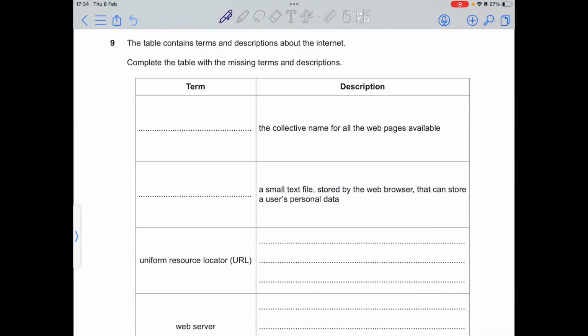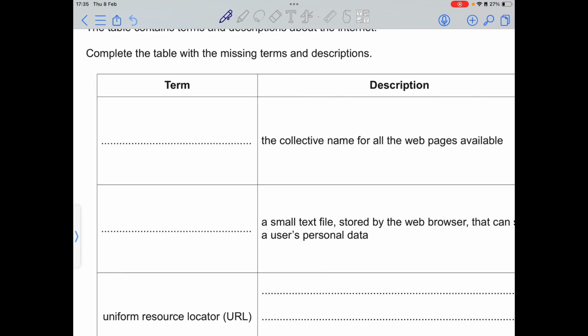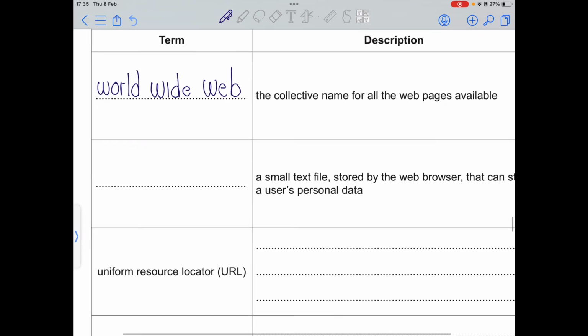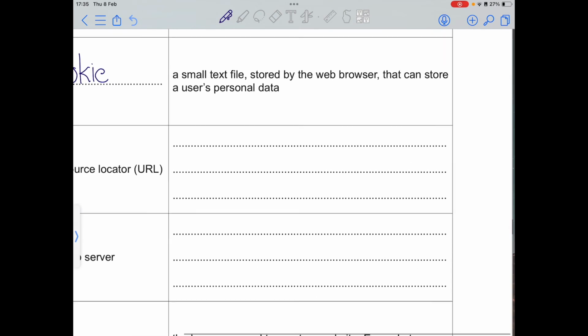Now here they've given us some terms and some descriptions, and this type of question has been asked in previous papers. They're asking us to fill in wherever appropriate. The term for the collective name for all the web pages available is the World Wide Web, or you can also say WWW. A small text file that can store the user's personal data is a cookie. A URL is a text-based address for a website.